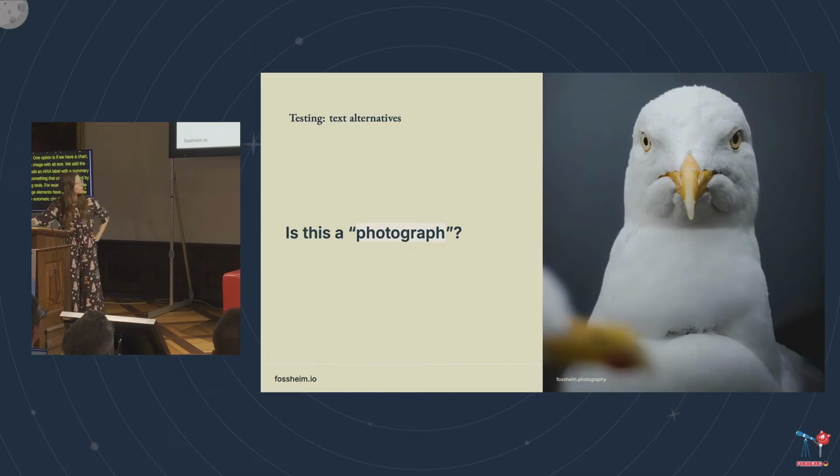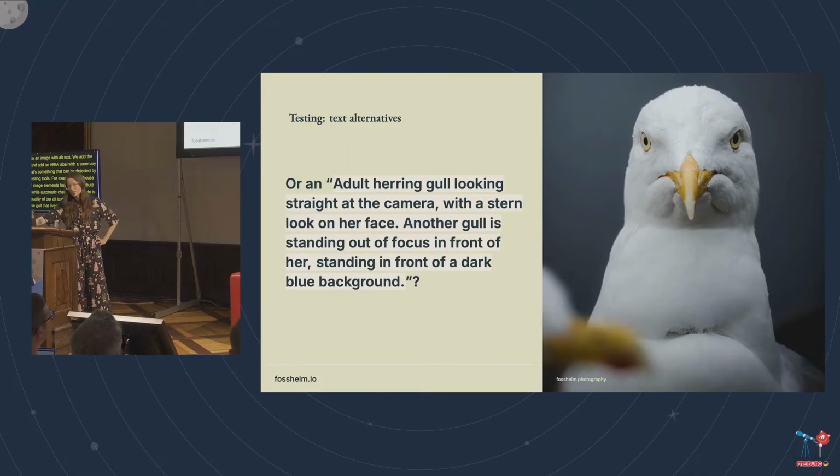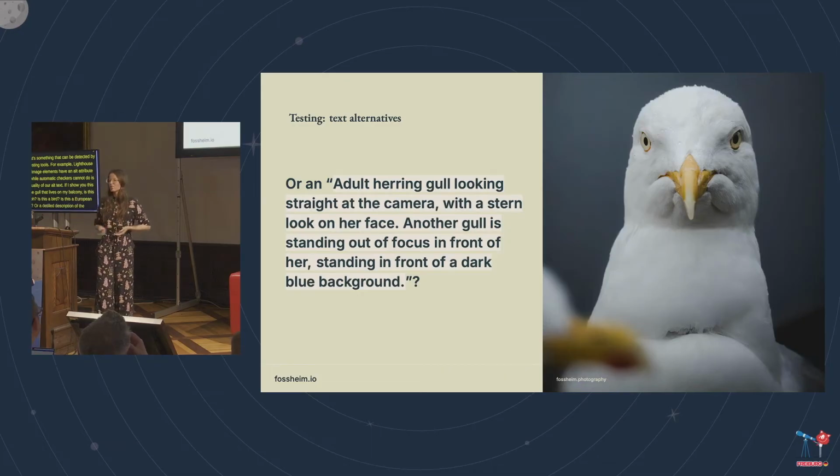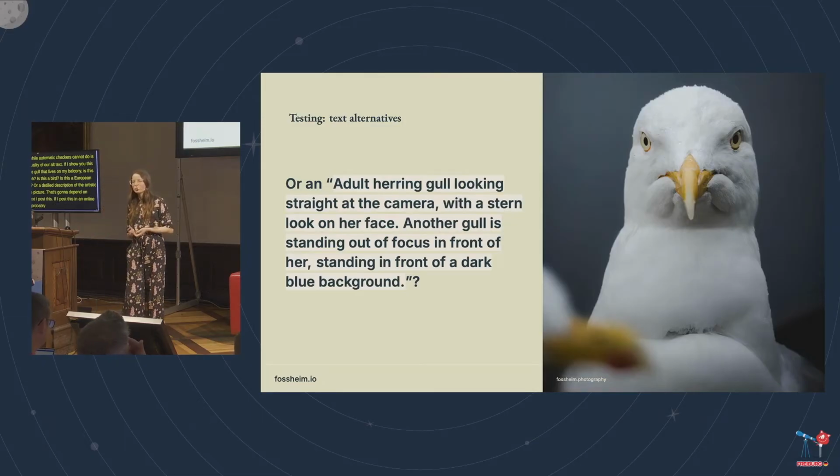If I show you this picture of the gull that lives on my balcony, is this a photograph? Is this a bird? Is this a European herring gull? Or is this some kind of detailed description of the artistic vision of the picture? And that's going to depend on in which context I post this. If I post this in an online museum, I probably want to go for something artistic that also talks about the color and the general vibe of the image. Whereas if I'm making a list where you can see all the birds that you can find in Oslo, I will maybe just write herring gull, because people are in that case not interested if the herring gull is photographed against the dark background.